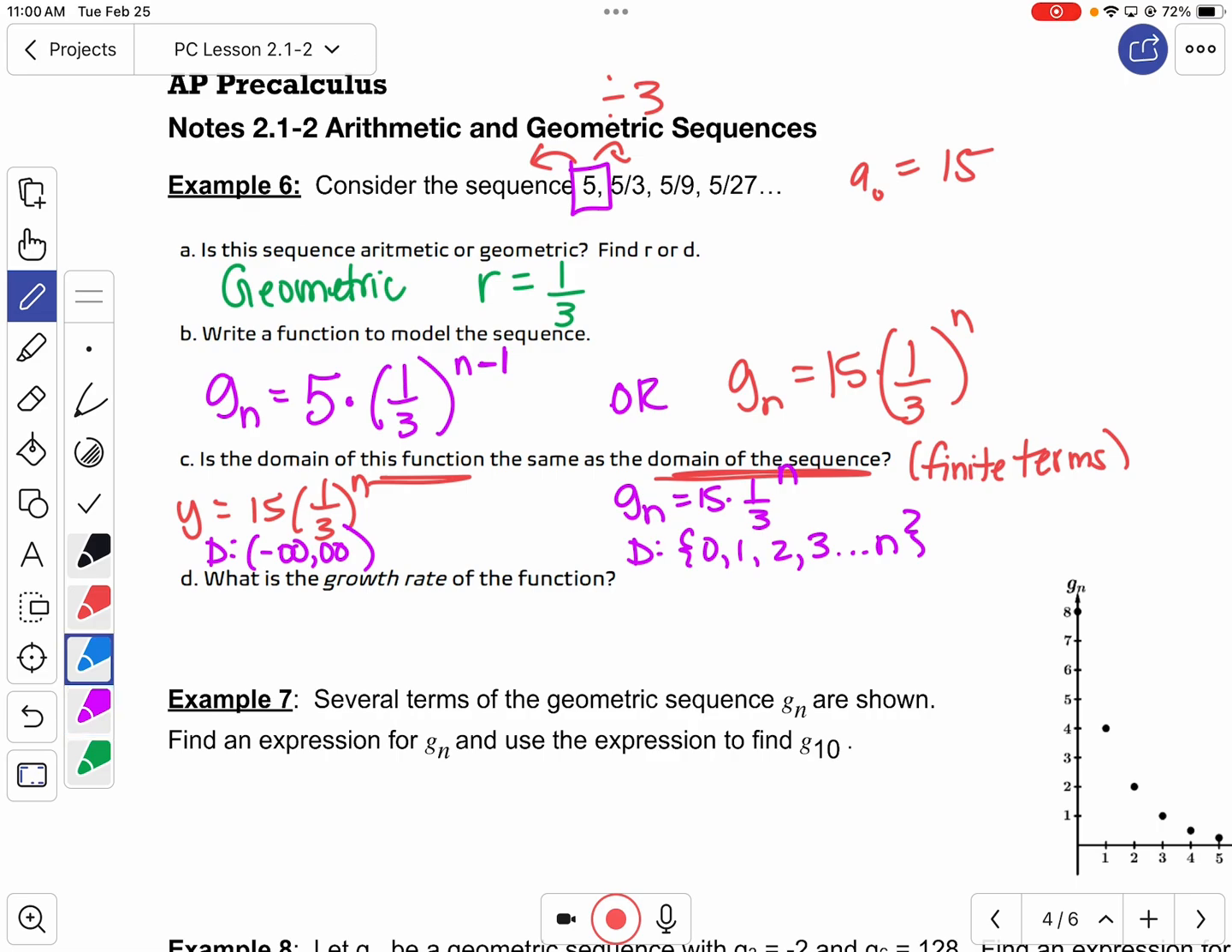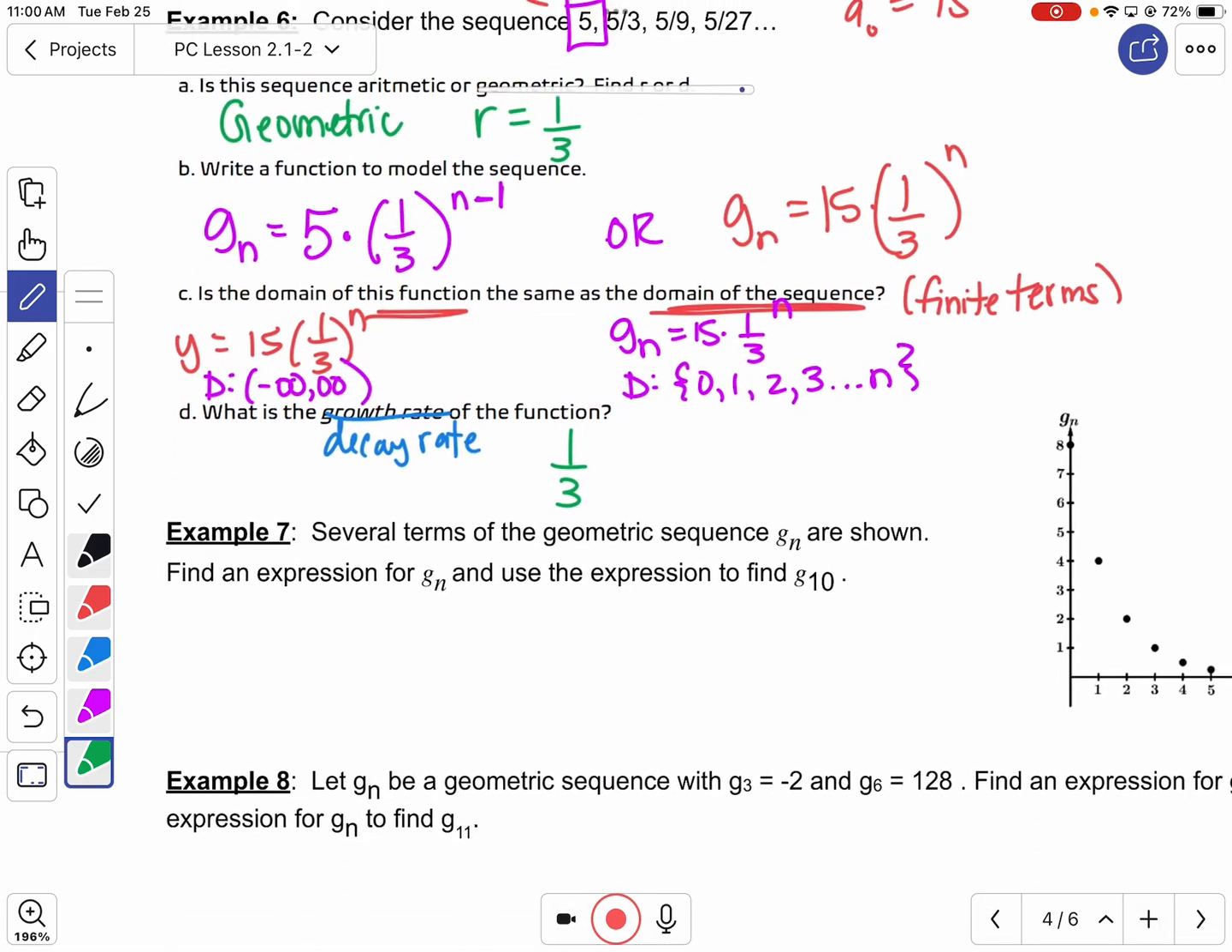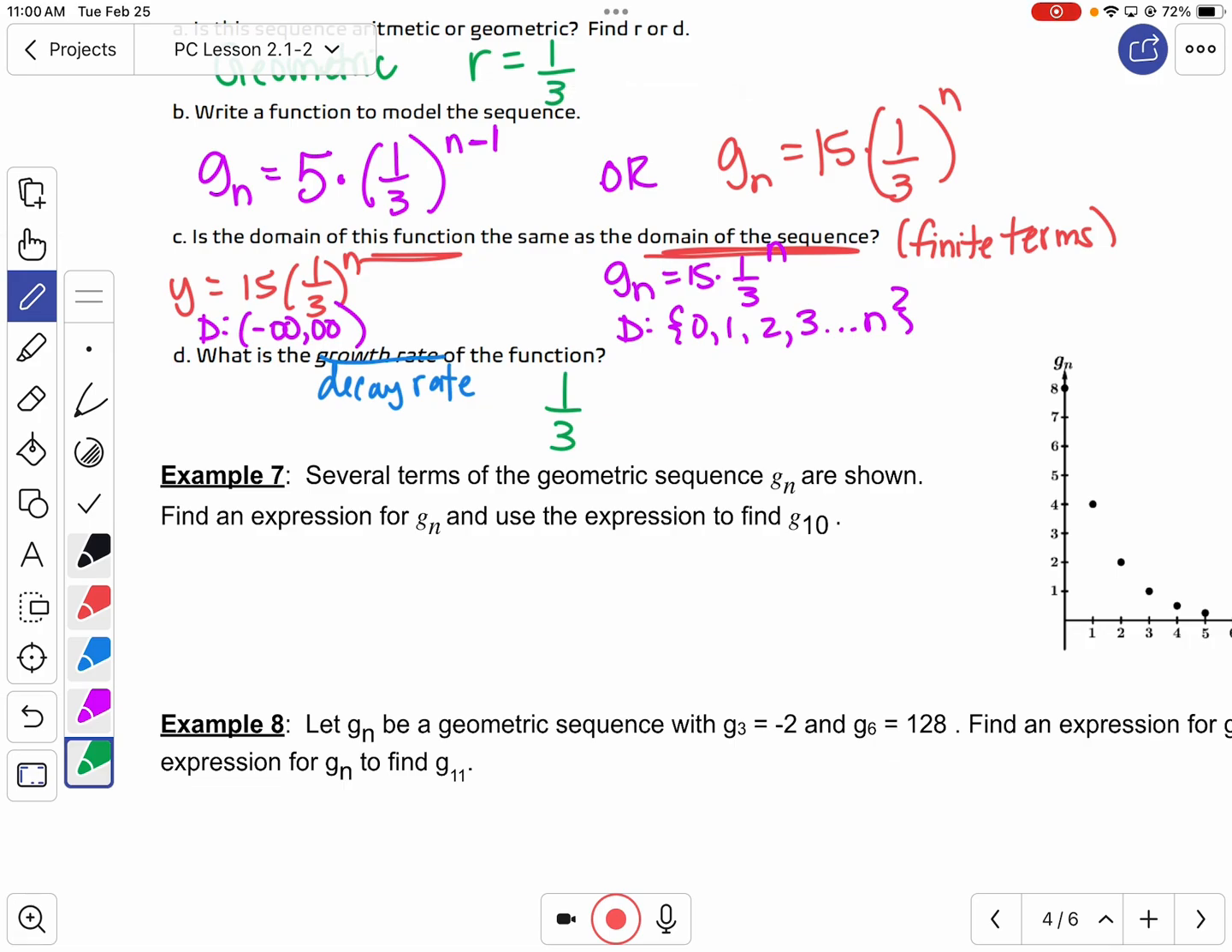Does this function have a growth rate? Is it exponential growth? No, it's exponential decay, right? So let's change that. That should say decay rate. How much is it going down each time? 1/3. It's 1/3. So just looking at some differences there. Okay, looking at those relationships.